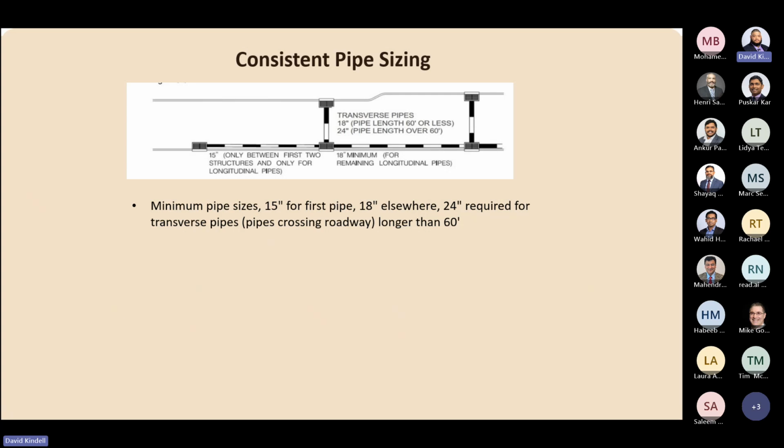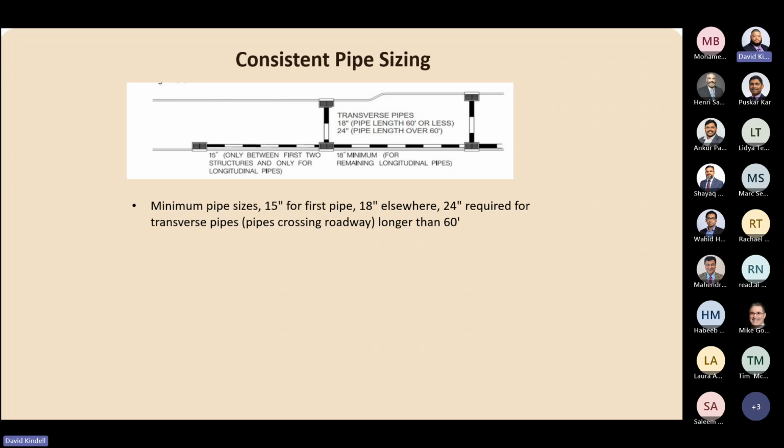SSA manual. So the minimum pipe size is usually 15 inches for the first pipe, and then 18 inches everywhere else. And then the more flow that gets to it, the larger the pipe will be downstream. In the old manual, you used to be able to just put 15-inch pipes all the way until it hit the maximum, but now they want 18-inch pipe right after the 15-inch pipe.